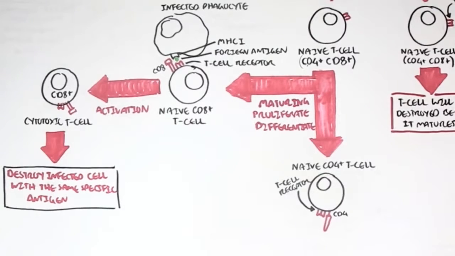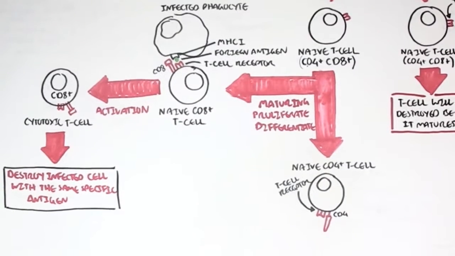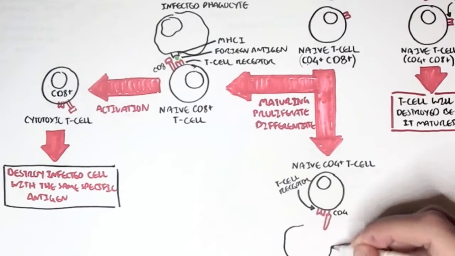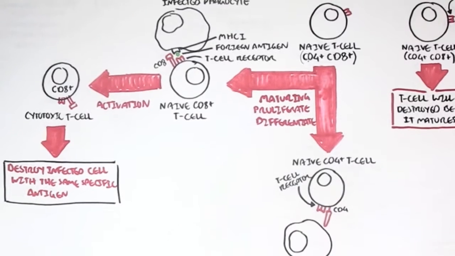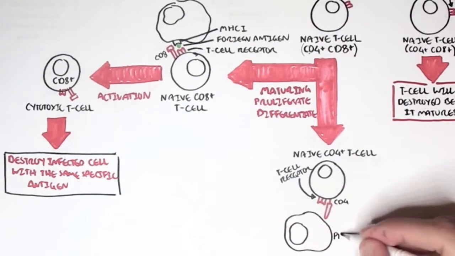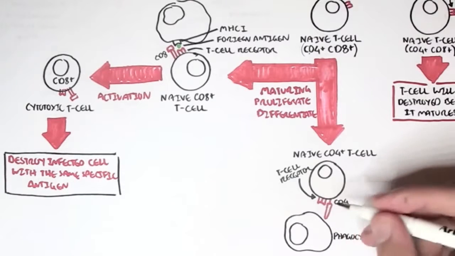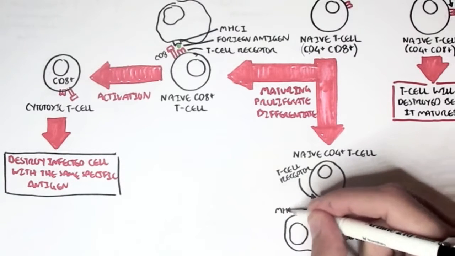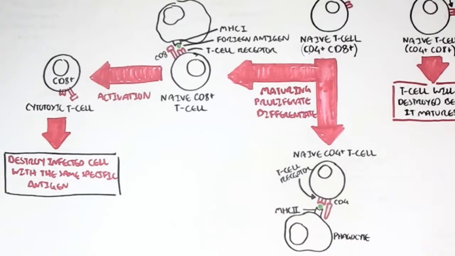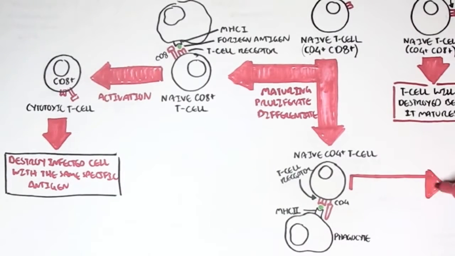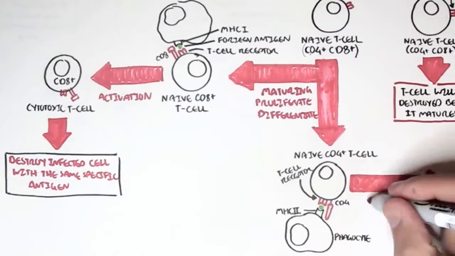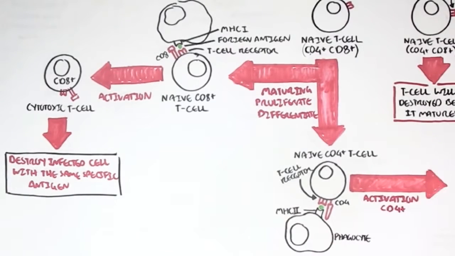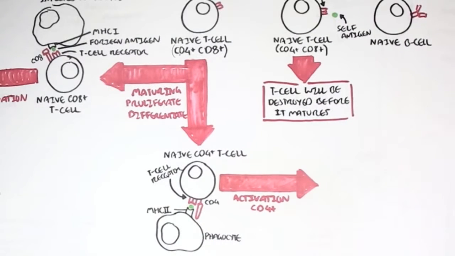So what about naive CD4 T cells? A naive CD4 T cell will become activated when a non-infected antigen presenting cell, such as this phagocyte, presents a foreign antigen on an MHC class 2, a major histocompatibility complex class 2. This naive CD4 T cell only recognizes a specific foreign antigen, and when it does, it will become activated through this MHC class 2.